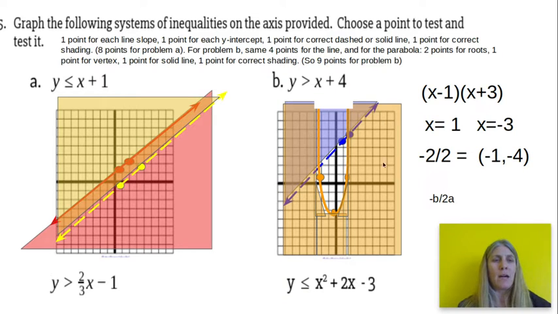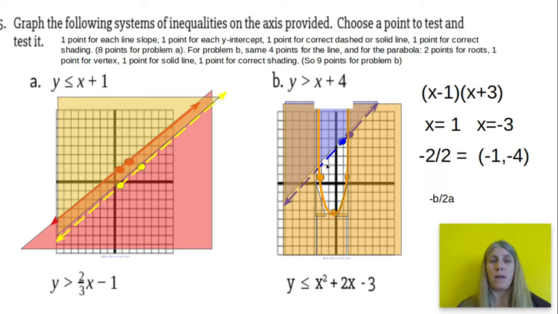Now for A here, you're going to get 1 point for the slope of the line, 1 point for each y-intercept like we did on the last problem. You're going to get a point for each line for whether it's correctly dashed or solid, and 1 point for correctly shading on the right side. So that means, because there's two lines here, that you're going to get 8 points for problem A.